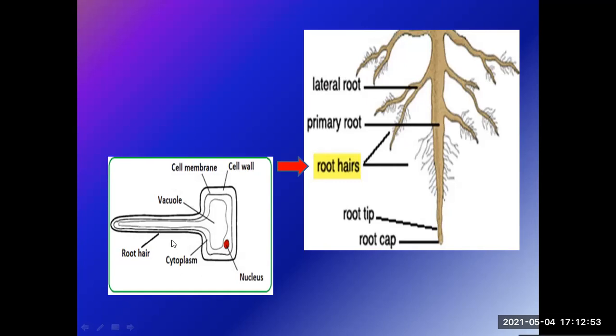This root hair is absorbing the water and mineral and passing it on to the xylem vessels, which are the passageway. Like you have blood vessels, similarly, the xylem vessels help in transporting water and minerals right from the root to the leaf, so that it can help in photosynthesis.